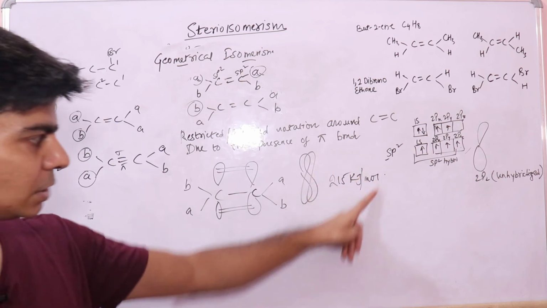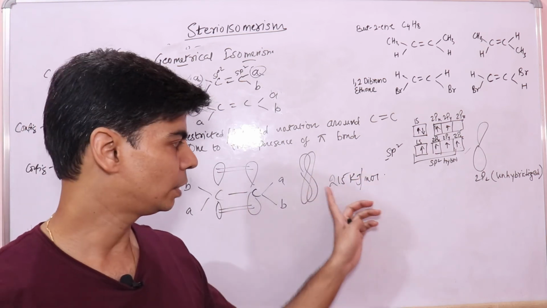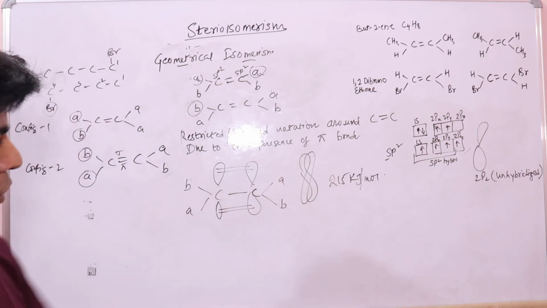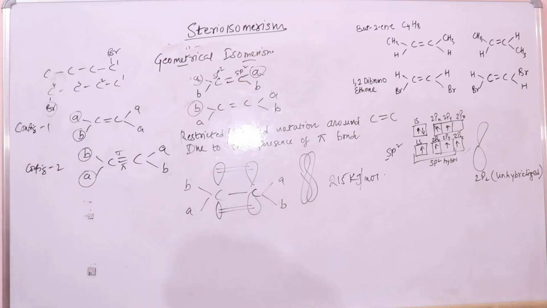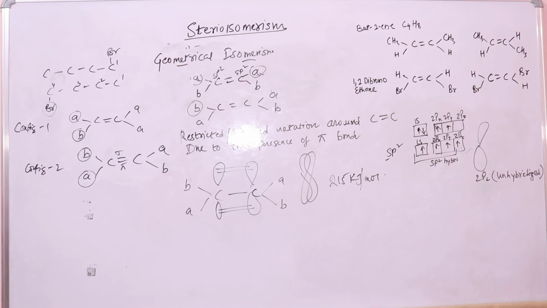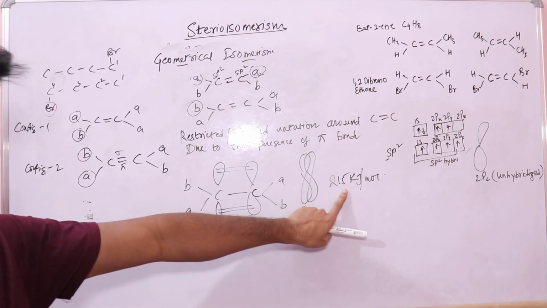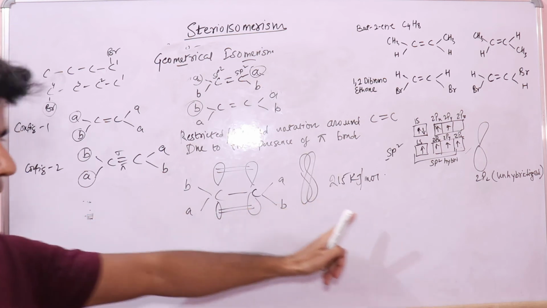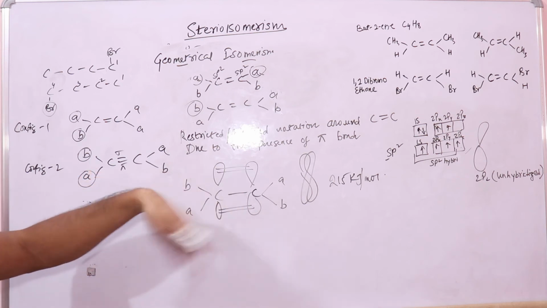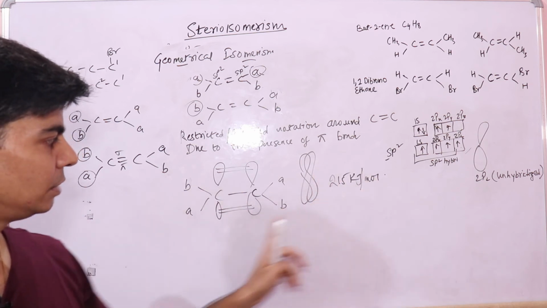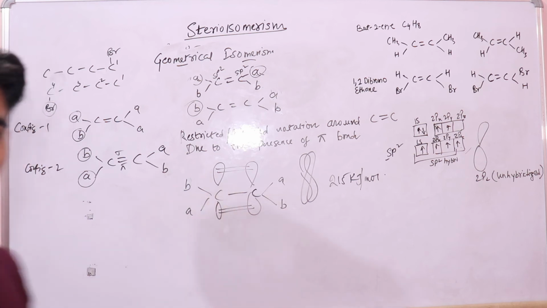And normally this much energy, 215 kilojoules per mole, is not available. So this rotation is hindered due to the presence of the pi bond. In order to rotate an unsaturated molecule that has a pi bond, you need to give this much amount of energy, which is normally not present. You have to externally supply energy, or in case of reactions, when this much energy is available, only then will this bond rupture or break.